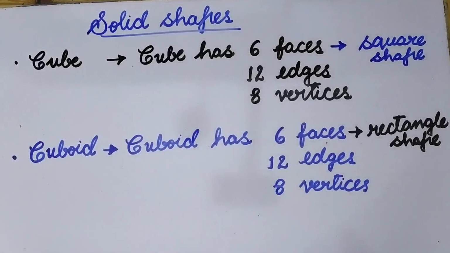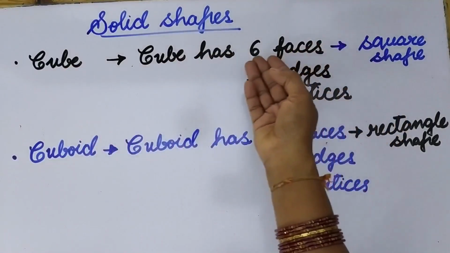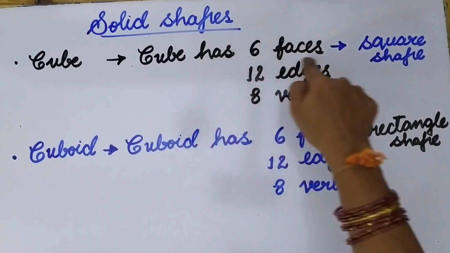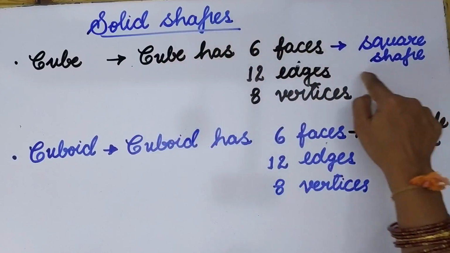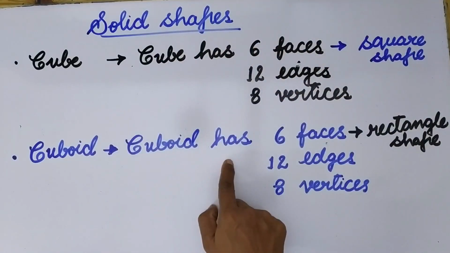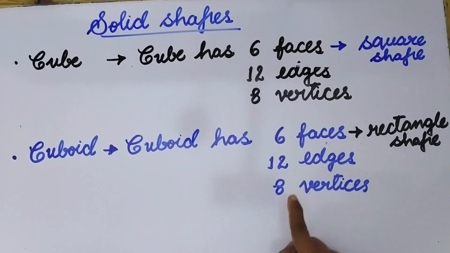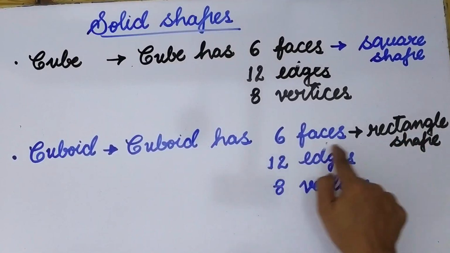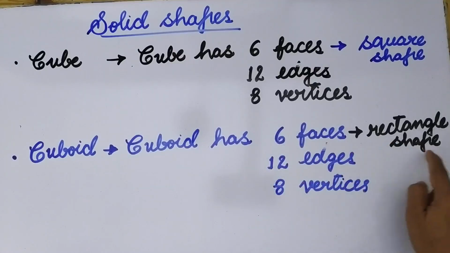Here about solid shapes. Cube. A cube has, we know, 6 faces, 12 edges, 8 vertices. And each face of the cube will be square in shape. Okay, cuboid. Even a cuboid also has 6 faces, 12 edges and 8 vertices. The difference between cuboid and cube will be only the faces. Here, in a cuboid all the 6 faces will be rectangle in shape. Every face will be rectangle in shape, and a cube has square-shaped faces, all the faces.